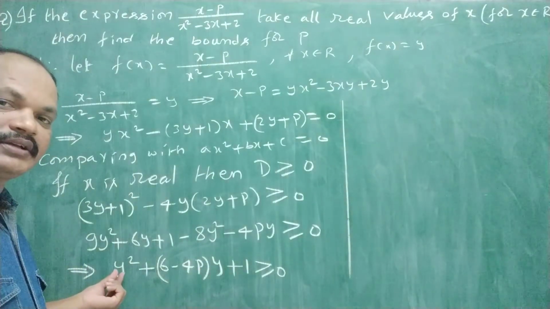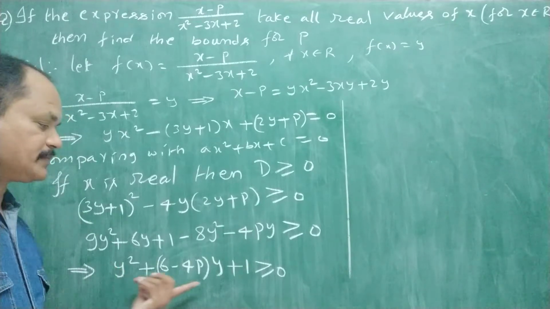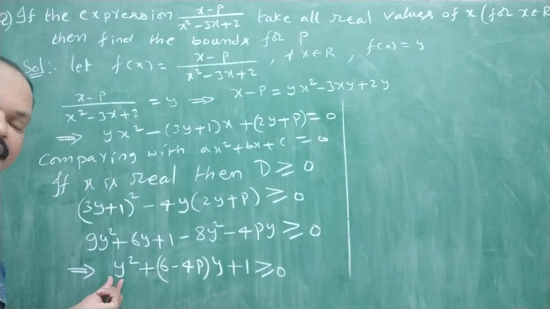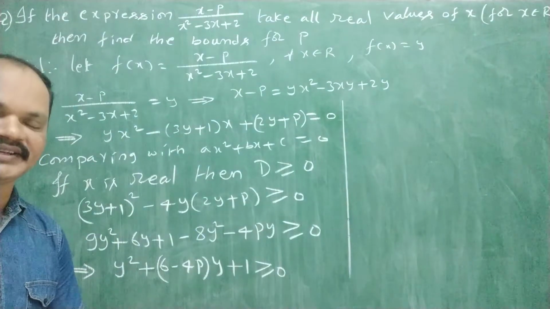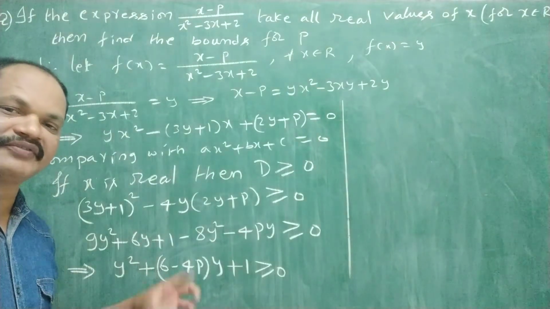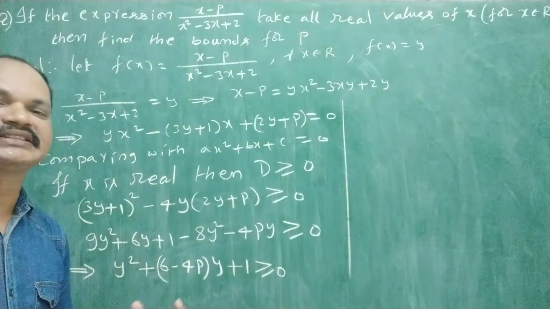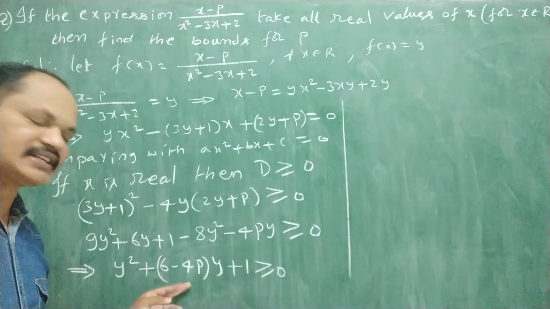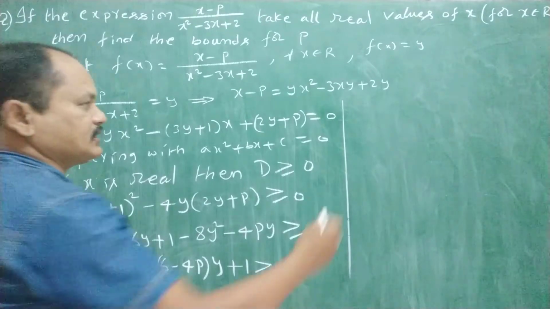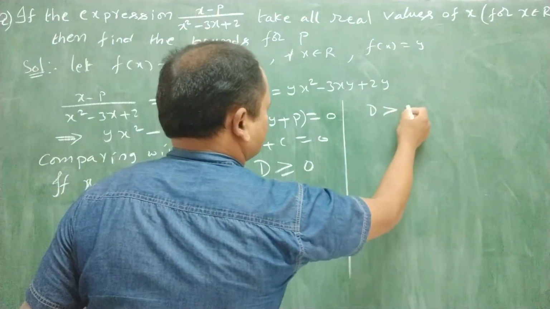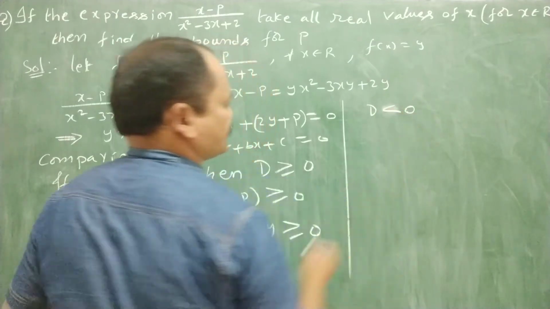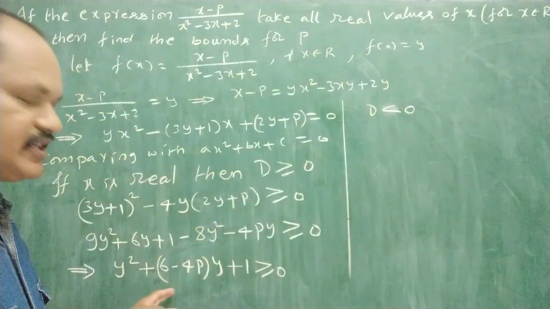So here the expression is positive, and the coefficient of y square is positive. That's why they have the same sign. So if the expression is positive, definitely its discriminant is less than 0. Again for this, the discriminant is less than 0.